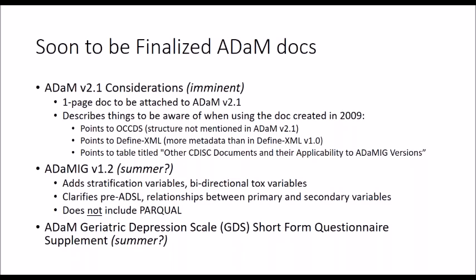Adam IG version 1.2 and the Adam Geriatric Depression Scale questionnaire, the Adam version of that questionnaire, those two things are imminent. I think the GDS is in publishing, and Adam IG version 1.2 is in copy editing just before publishing. So sign-offs have been done, and it's just a matter of going through the CDISC process. I'm estimating summer for both of those, so we'll get to see those soon. So those are coming out. It's very exciting.